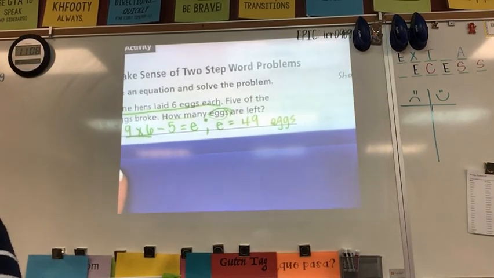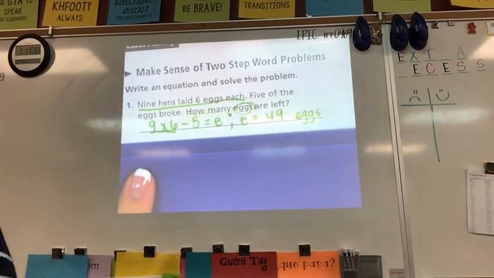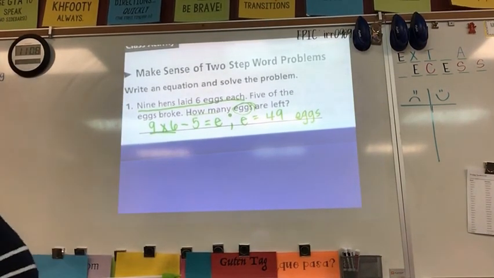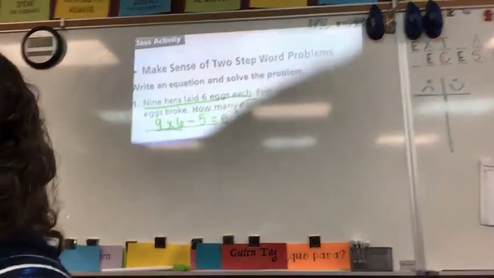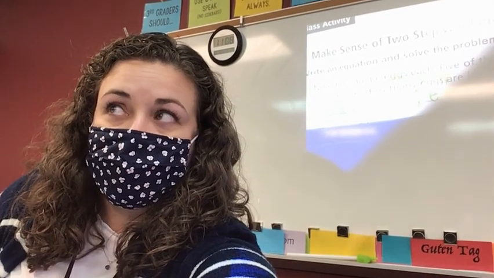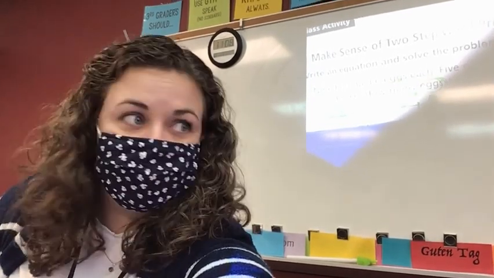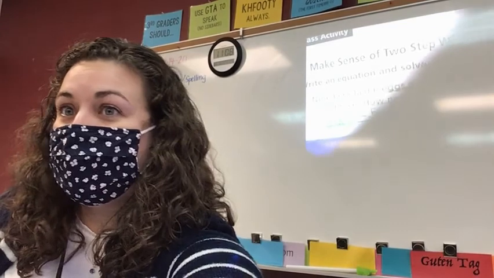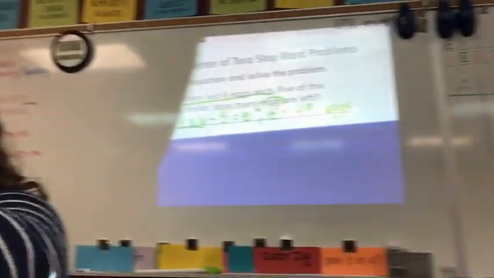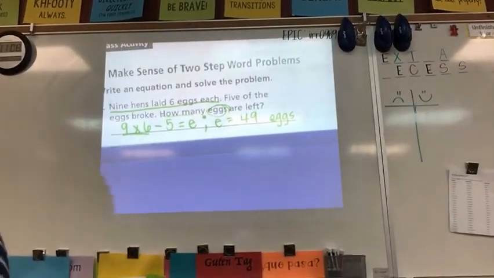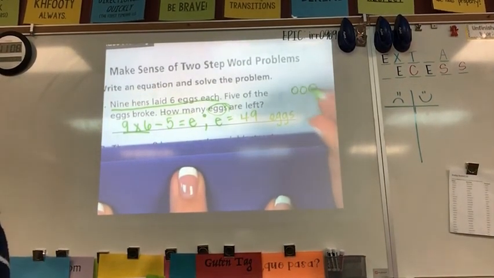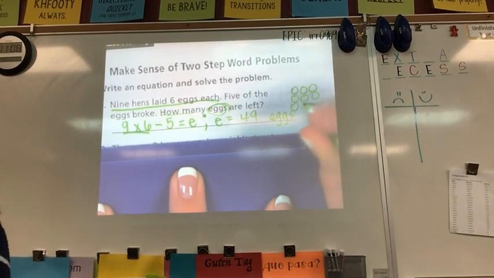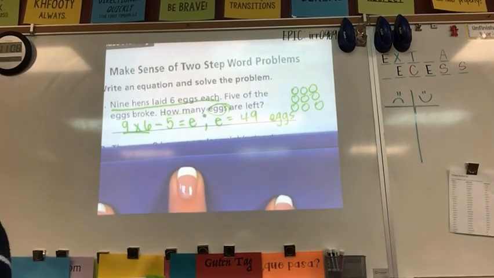So if you don't remember, like, okay, 9 hens laid 6 eggs each, and I say, okay, mathematician, how are you going to write that as an equation? And you look at me and you're like, I don't know. And don't raise your hand. What am I probably going to tell you to do? Draw it out. So if I've got 9 hens, that's 9 groups. And each of them had 6 eggs.